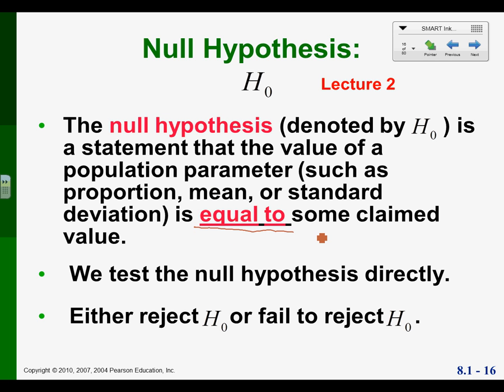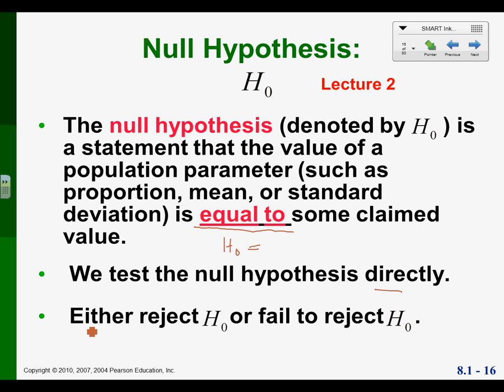Let me go back. First time I taught this, we kind of blew over this part. So we're going to go back and underline it in red for the next people that came through. It's equal to some claimed value. So you'll have H sub 0 equals, okay? And then you'll write down your number. That's the null hypothesis. Got that right? Equals some claim. We test the null hypothesis directly.